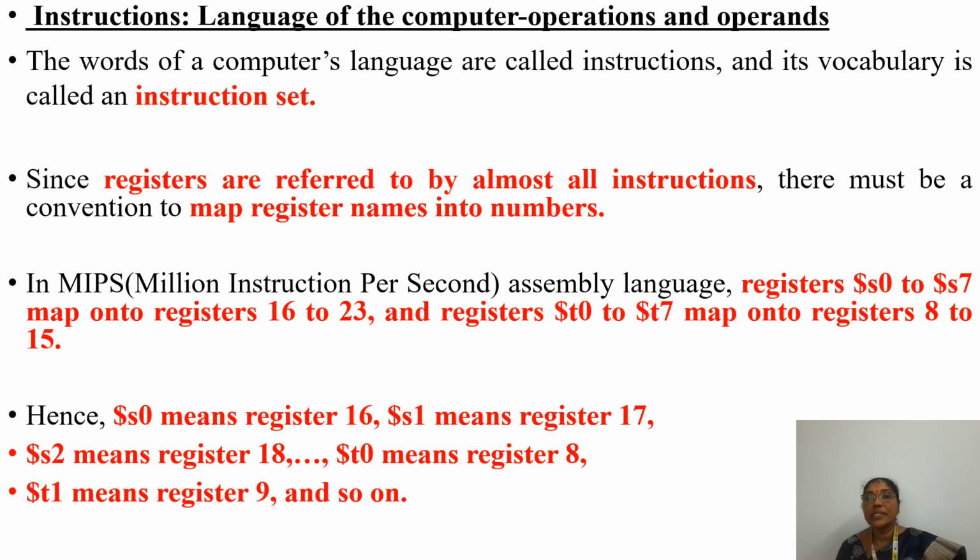Similarly for $T0 to $T7. Here for $T0 we are assigning 8. So $T1 will obviously be 9. So likewise, $T7 will be mapped onto register number 15.